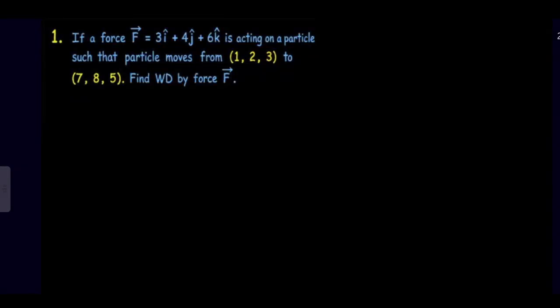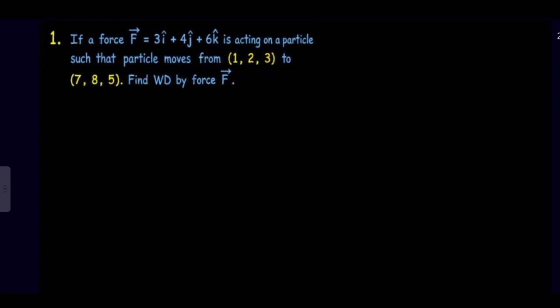And take this problem now here, where F is given, the particle is moving from one point to another point. So here force is given, we need to find the displacement now. If I say the initial point is A, which is at 1, 2, 3, and B is 7, 8, 5. The particle is moving from A to B like this.